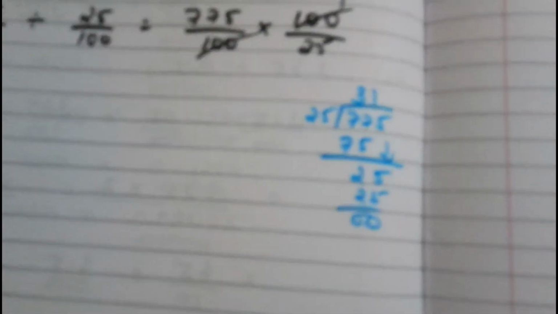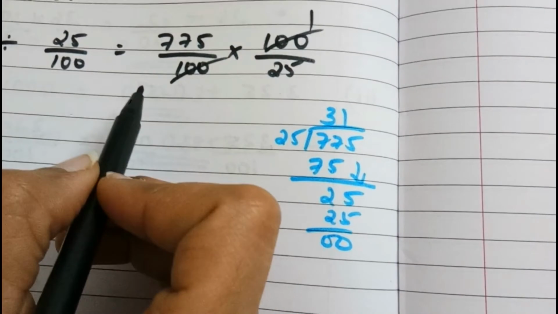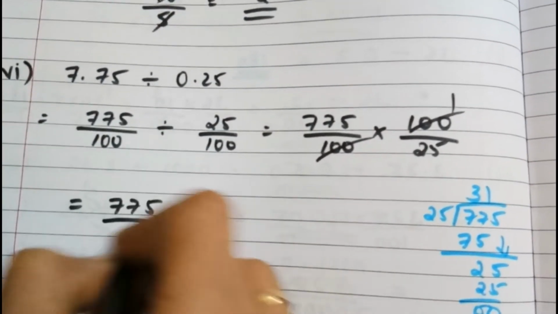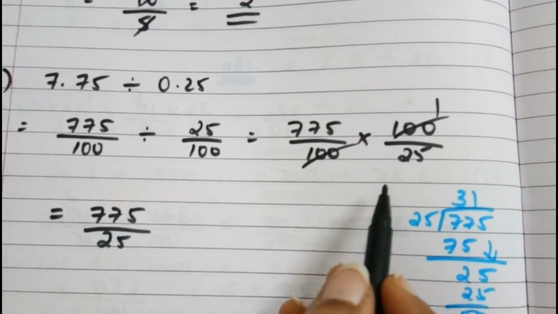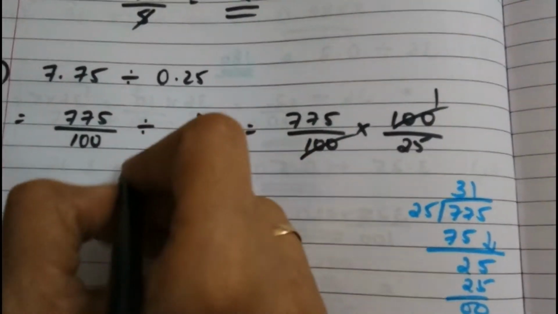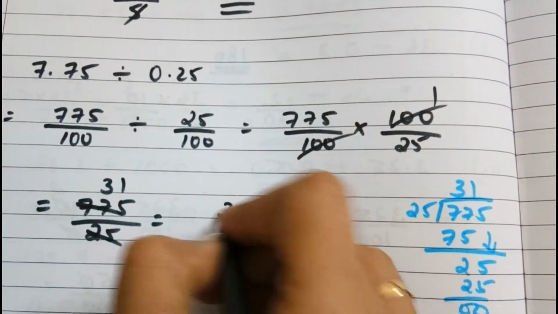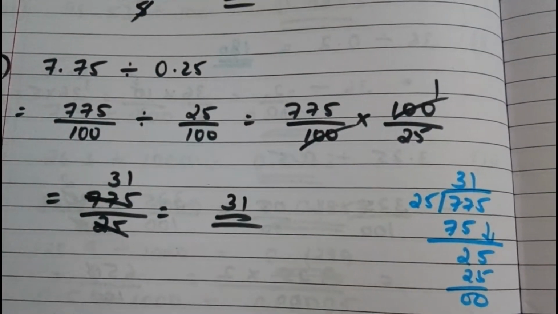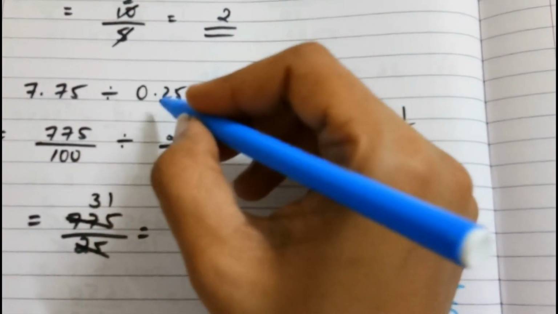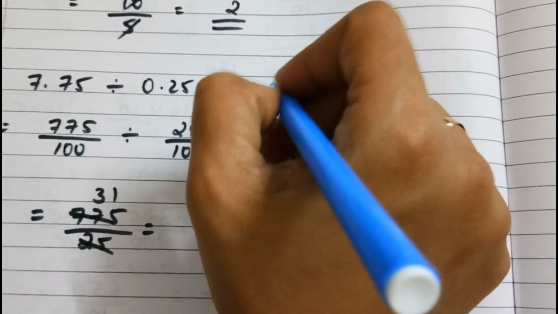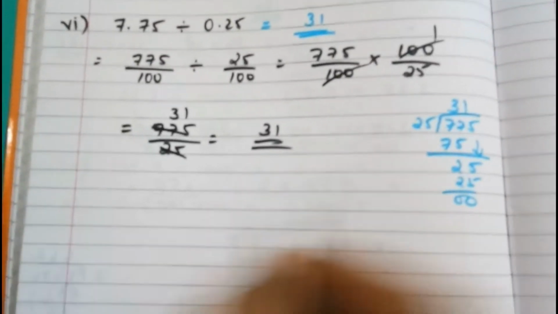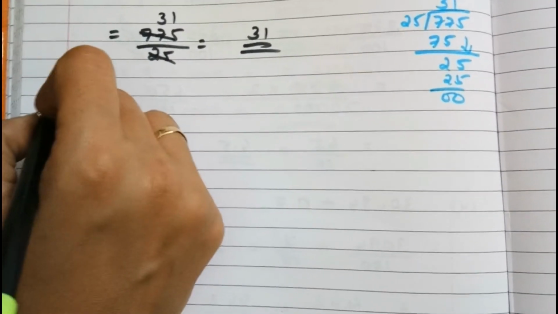Okay, so how many times will 25 go in 775? We'll write here 775 by 25, because this is what is remaining, and this will go here how many times? 31 times. So what is the answer here? 31. So 7.75 divided by 0.25 is equal to 31. So next we will start with question number 7.